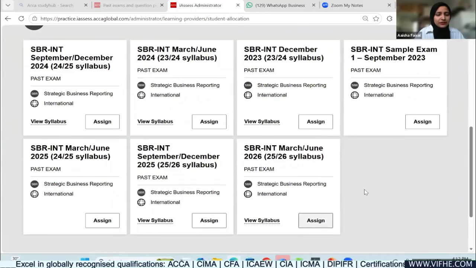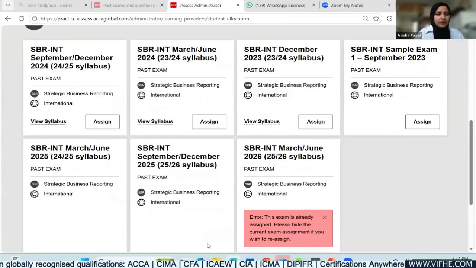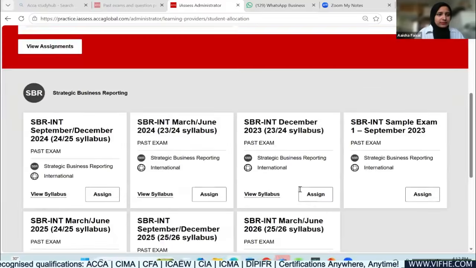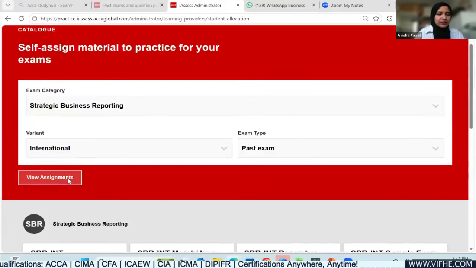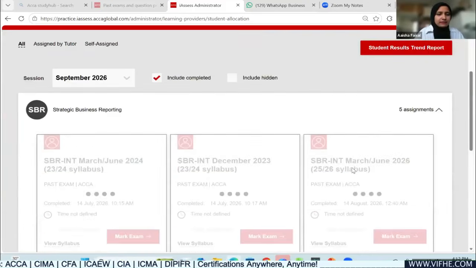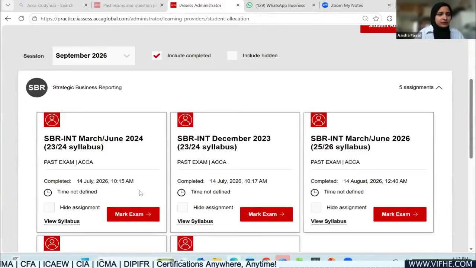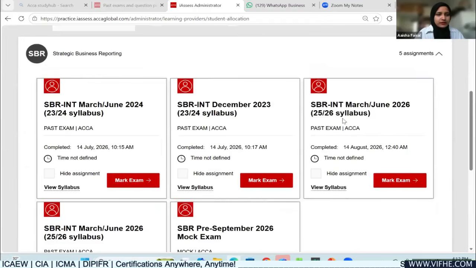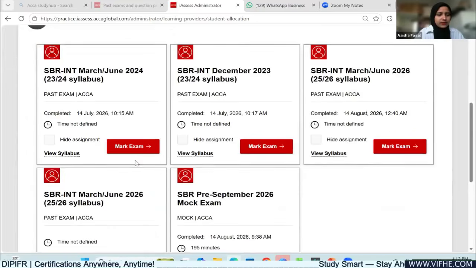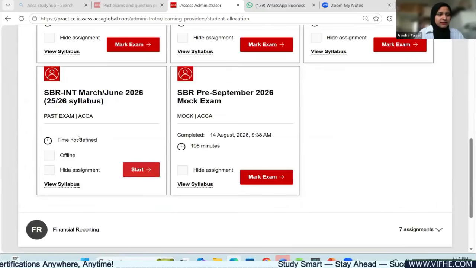So you're going to click assign to yourself. For me, it's already assigned, so it will not let me assign it again. So what I'll do is I'll click now view assignments. And in my assignments, I should be able to view this paper. The June, yeah, that's right. I have a mark exam and then I have a start exam. So I want to start my June 2026 paper.